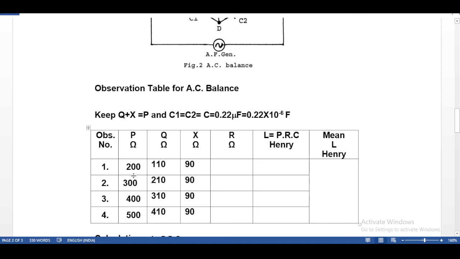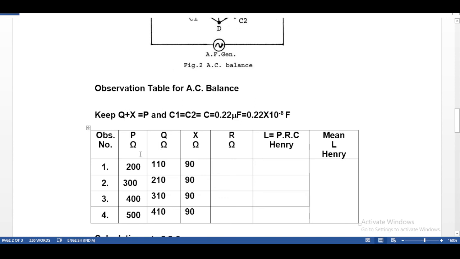Therefore, in an earlier case we had taken the value of P equal to 100 ohm. Here we are changing it slightly. It is in the range of 200, 300, 400, 500 and so on. But X is the same, and therefore by keeping P a known value, X a known value, we are varying Q for null detection on the CRO screen, and it comes out to be 110 for the first pair, 210 for the second, 310 for 400 and 410 for 500.